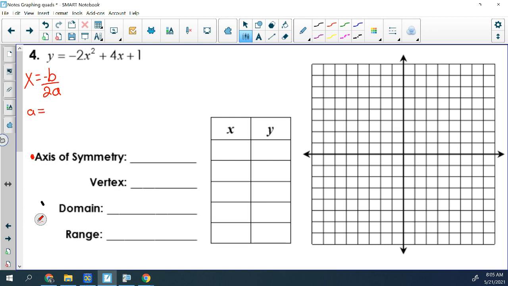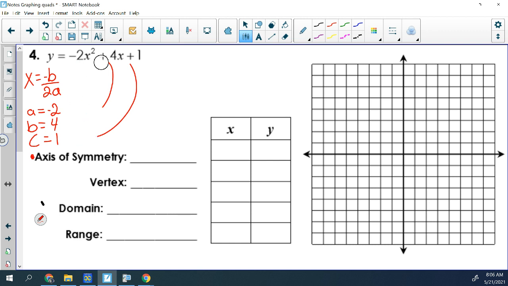Whatever's with my x squared term, in this case negative 2, is my a. My b is 4, and my c is 1. We actually don't even use the c in this, so you don't have to write it down if you don't want to, but I tend to just because it's a habit.